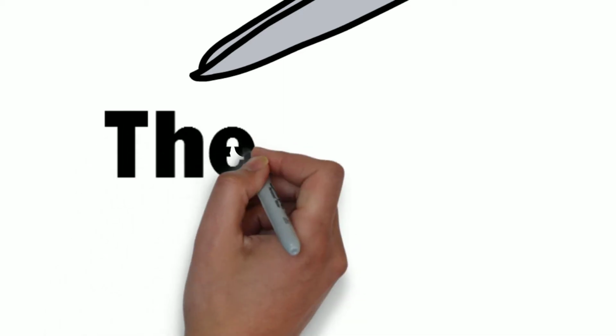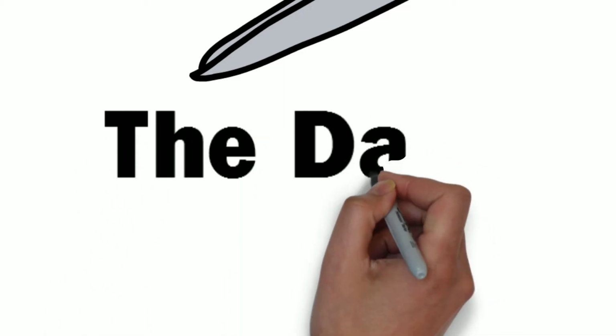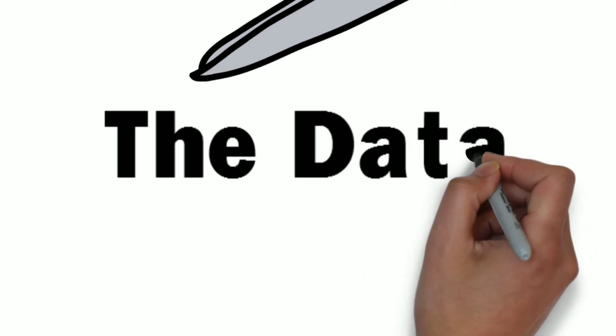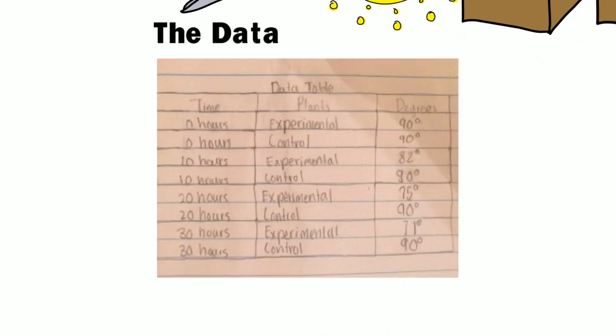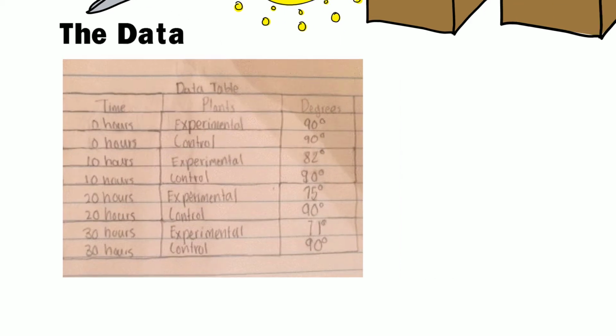Looking at the data table, we see the experiment being recorded every 10 hours for 30 hours. For the most part, the control plant is consistent and lingers around at 90 degrees. However, the experimental plant placed inside the shoebox with the angled light decreases at a constant rate.